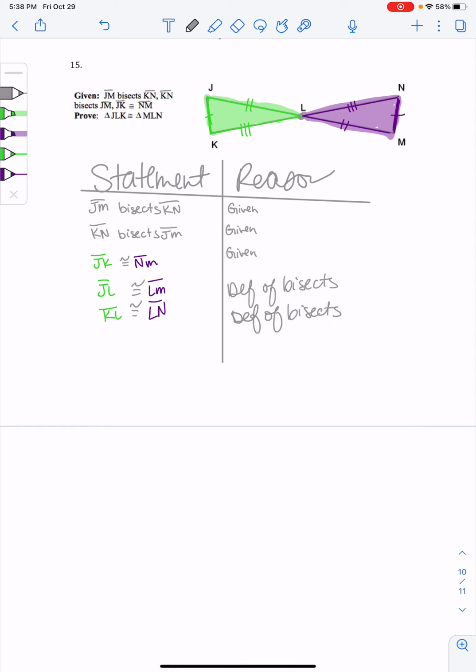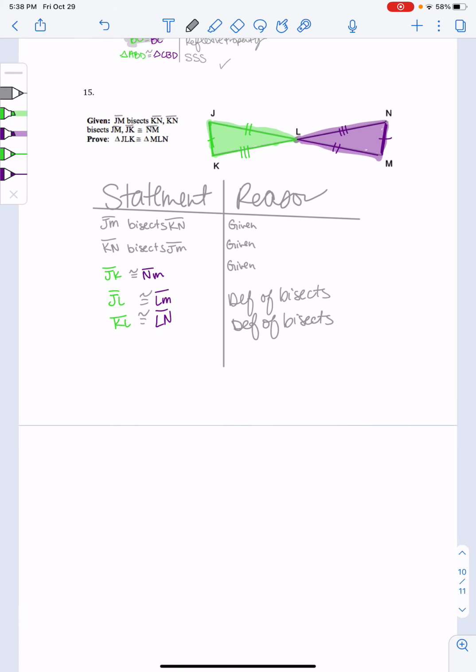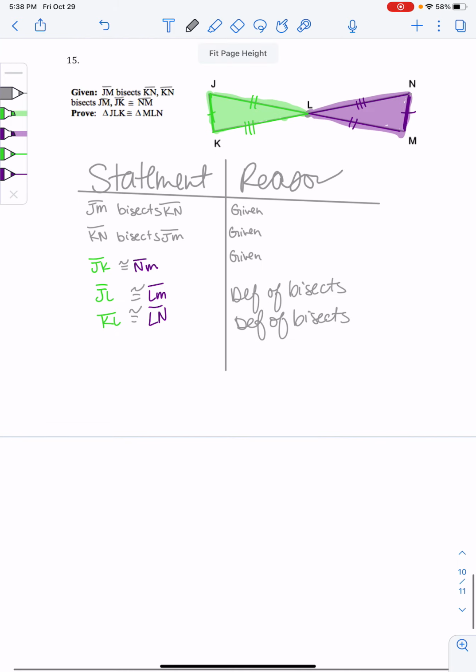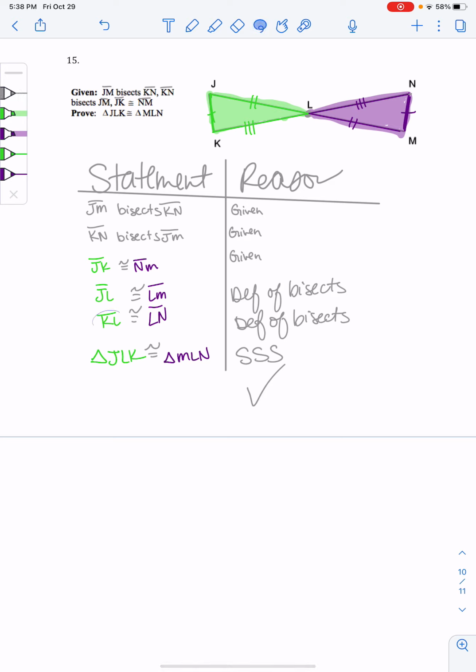I just wanted to show you this one because it has a couple different ways you could do it. You could do it this way and then say, oh, the triangles are the same because, so triangle JLK is the same as triangle MLN because all three sides match, and you could say side, side, side. That would totally work. I wanted you guys to see that this one had another option.